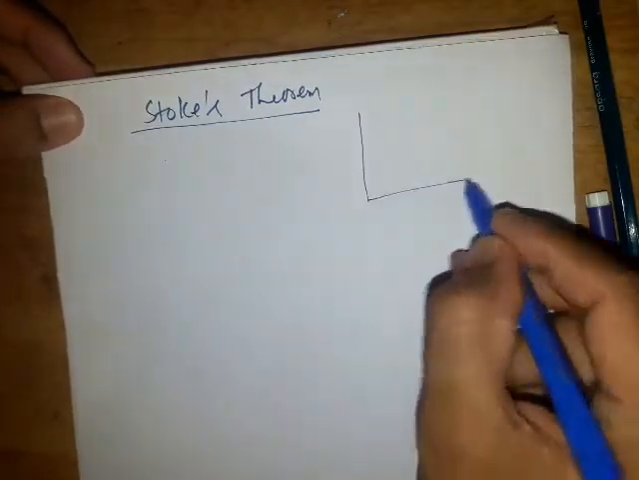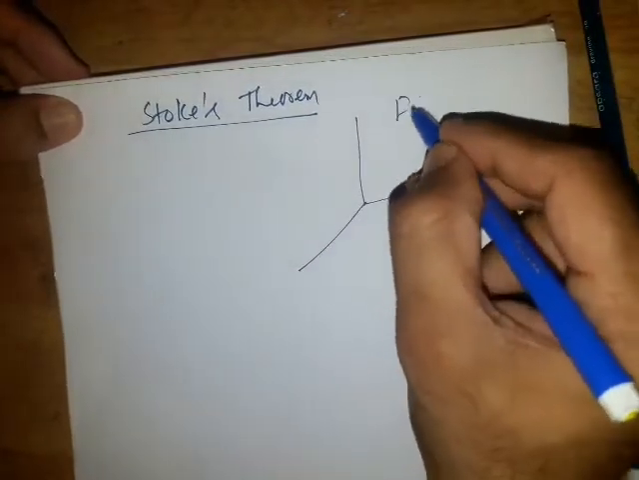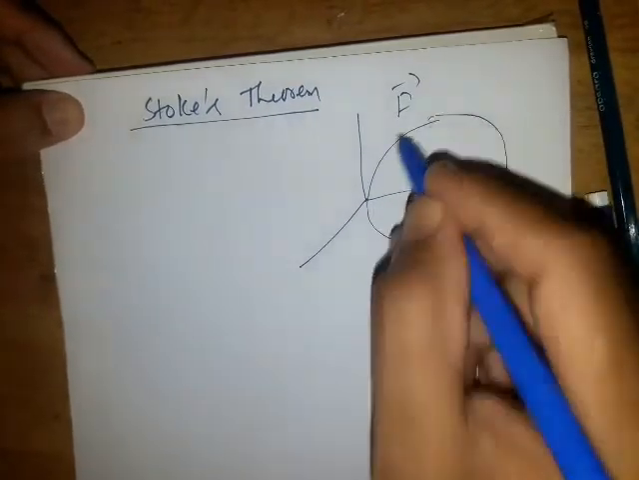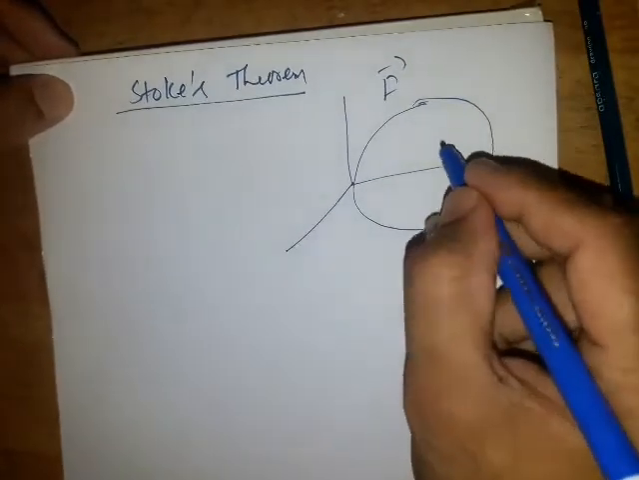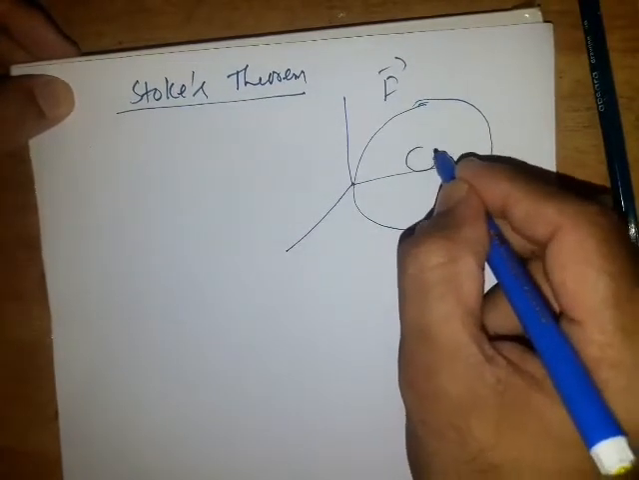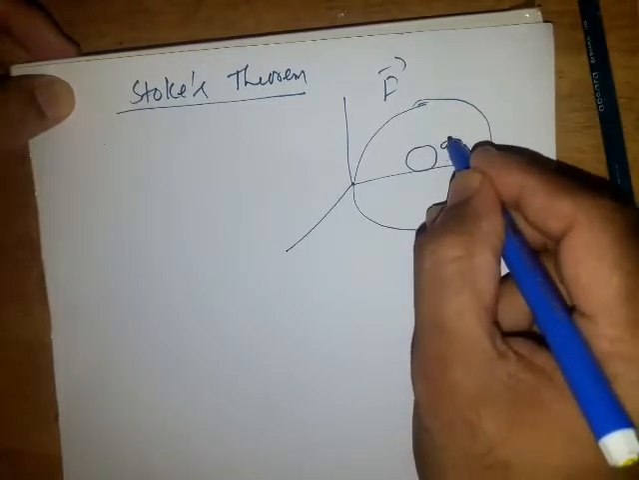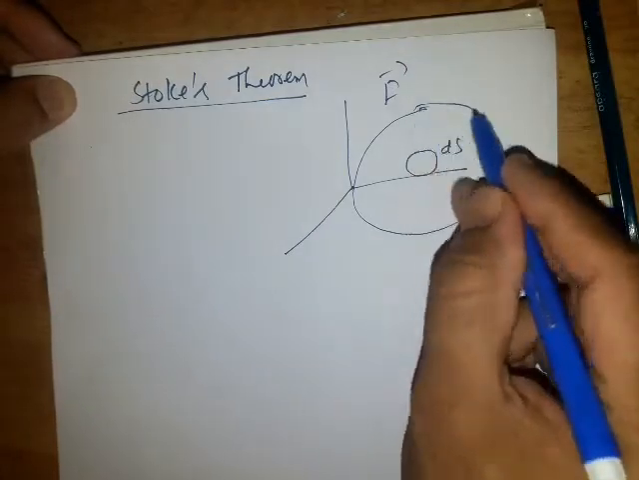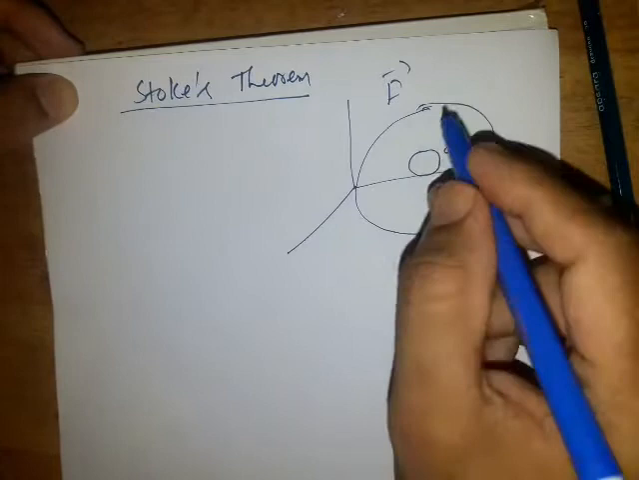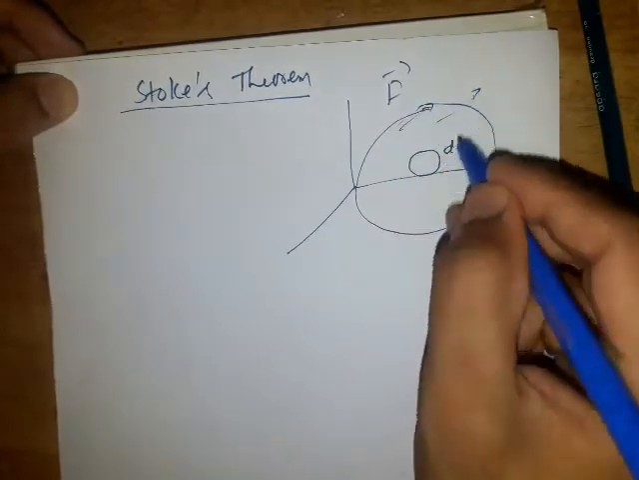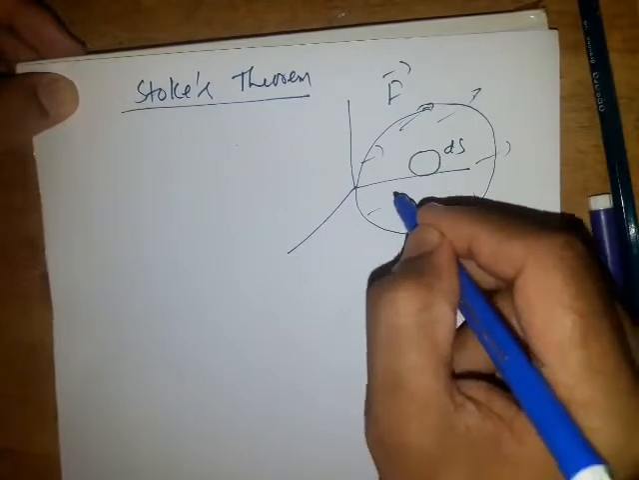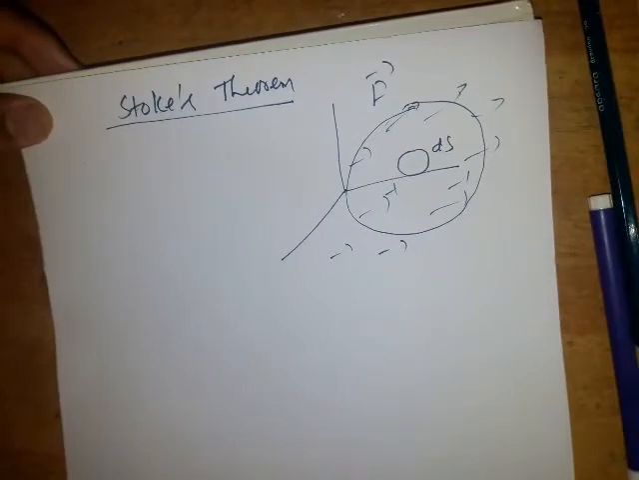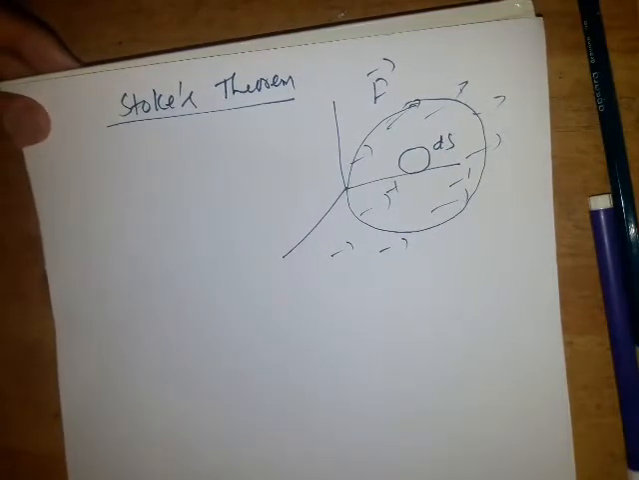Now imagine in a coordinate system a field F, and I consider a closed path. This is a closed path, and here is a small elemental surface ds, and ds is inside this closed path. Now F is a field. You can just write this to indicate the field. Okay, now what does Stokes' law or Stokes' theorem tell us?